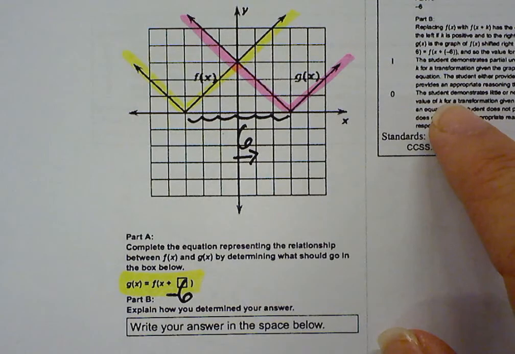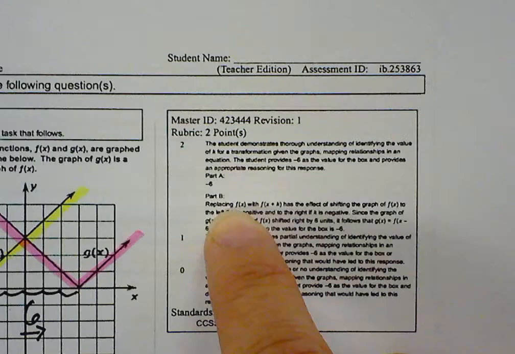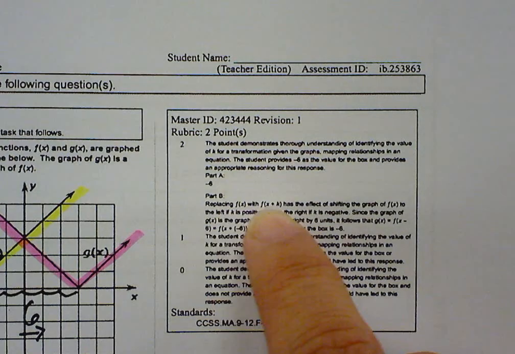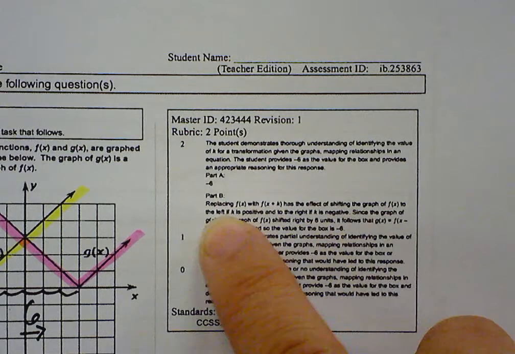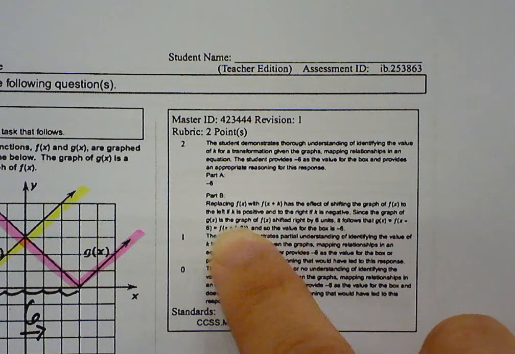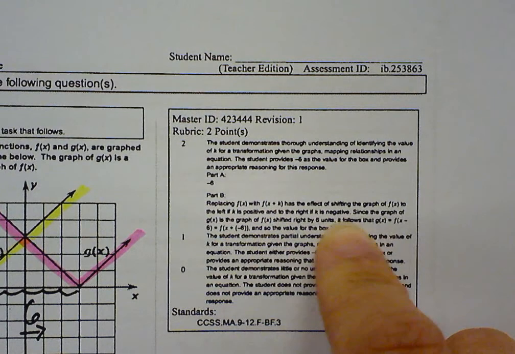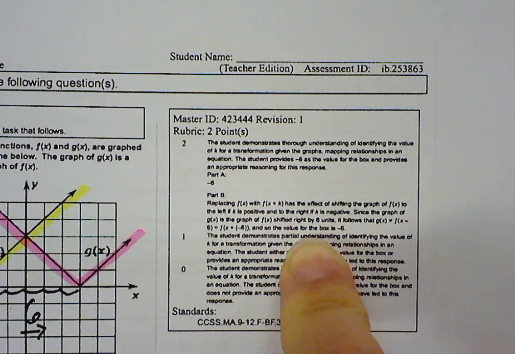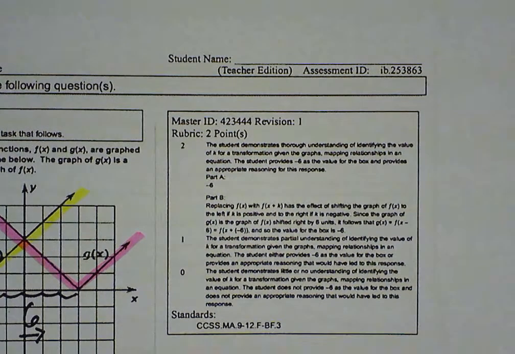Oh, here, this is what the answer key said. Replacing f of x with f of x plus k has the effect of shifting the graph of f of x to the left if k is positive and to the right if k is negative. Since the graph of g is the graph of f shifted right 6 units, it follows that g of x equals f of x minus 6, and so the value for the box is -6. Okay?